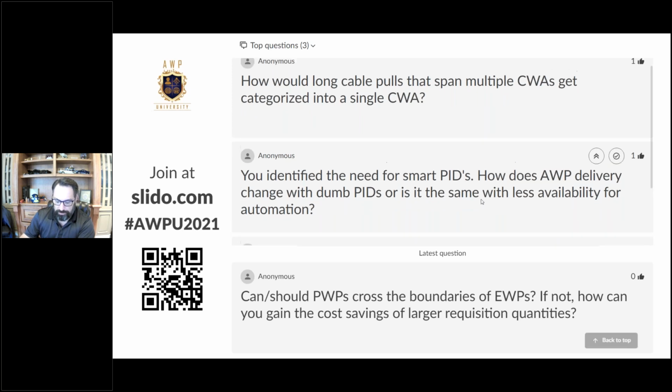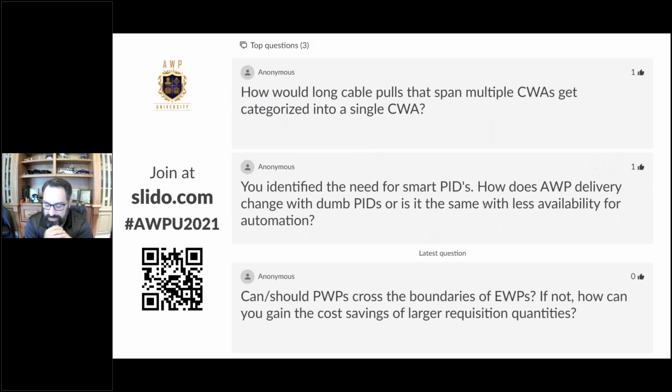All right, so you identified the need for support for smart PNIDs. How does the AWP deliverable change with dumb PNIDs, or is it the same with less ability for automation? Well, I think you answered your own question in there. It is definitely the same with less ability for automation.